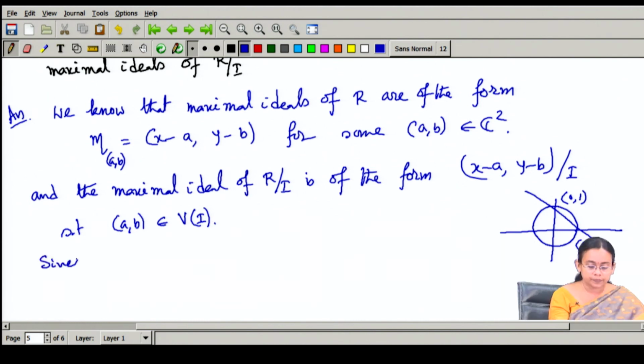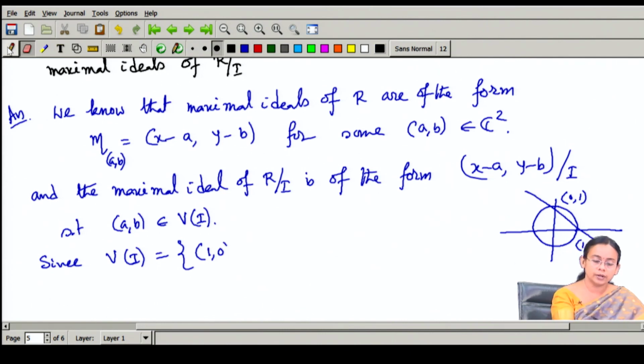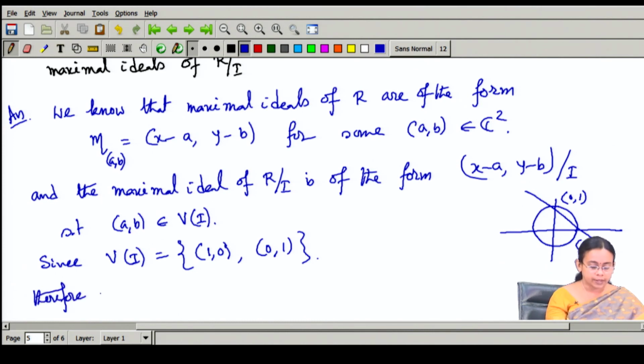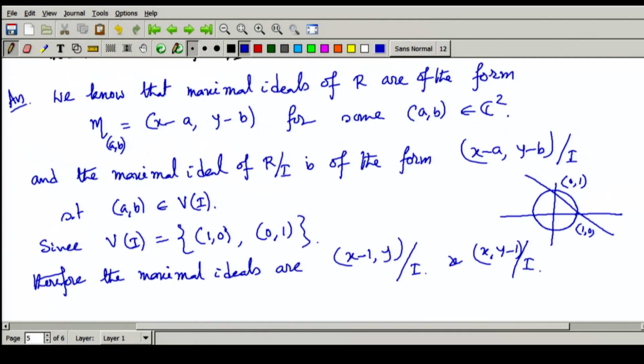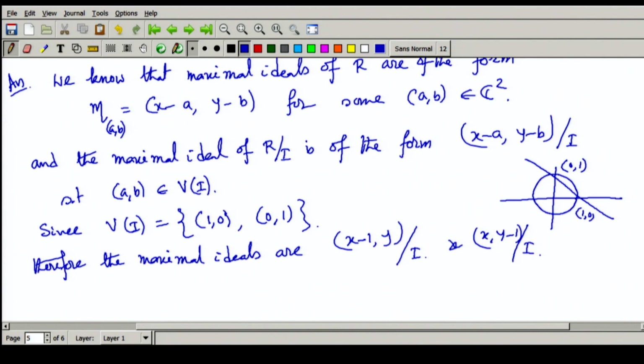So, since the variety of I has just 2 points, (1, 0) and (0, 1), therefore the maximal ideals are x minus 1 comma y quotient I and x comma y minus 1 quotient I. So, using Hilbert's Nullstellensatz, we can easily identify what will be the maximal ideals in this quotient ring.